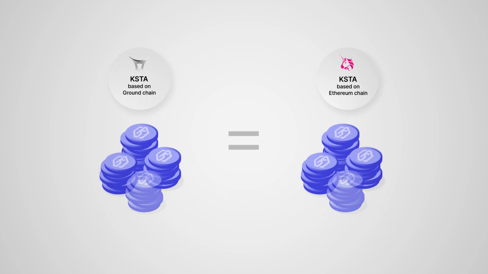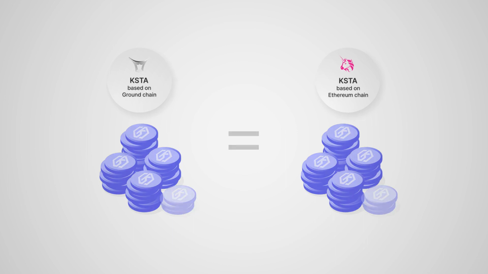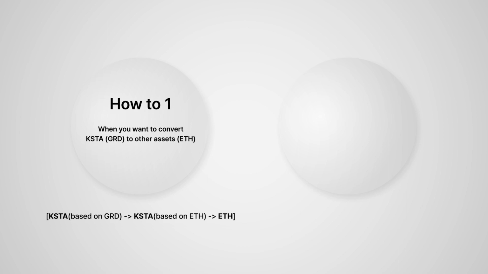The total supply of KStar coins based on ground chain and KStar tokens based on Ethereum will both be maintained at the same amount. In this how-to video, two ways of flow will be explained. How to 1 is a guide to converting ground chain network KStar coin into other assets like Ethereum. It explains the process of converting ground chain network KStar coin into Ethereum network KStar token by using a bridge and then transforming it into Ethereum.